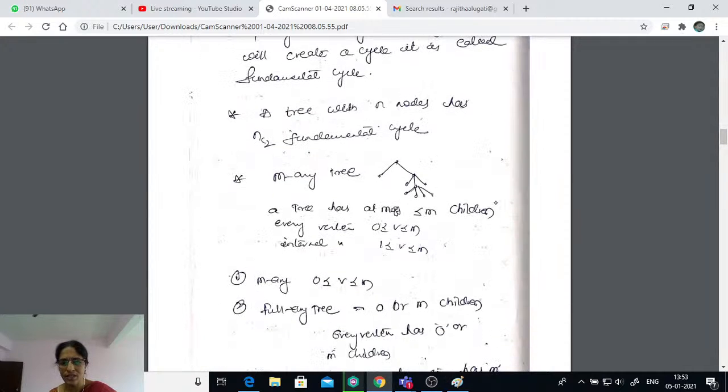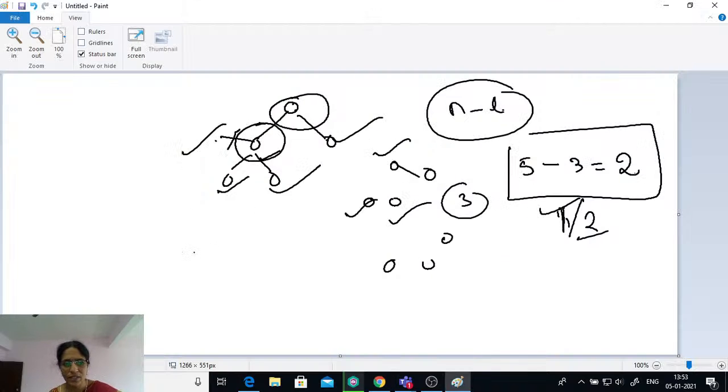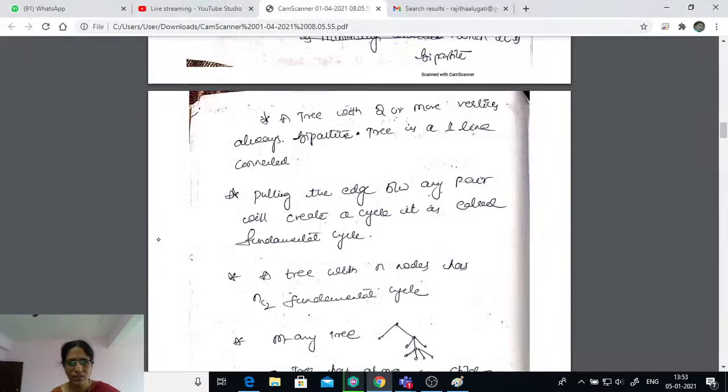Okay, a tree with 2 or more vertices is always bipartite. So a tree is a one-line connected graph. That means suppose here this is bipartite. So this is one set and that is the other set. So this is one set and that is the other set. So that's why this is called bipartite.